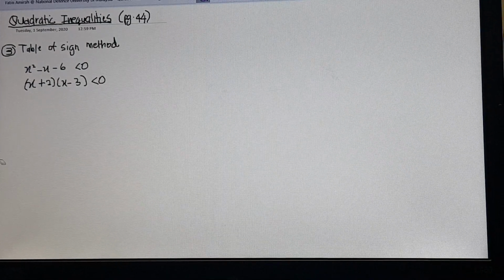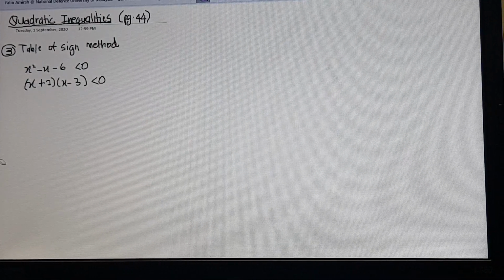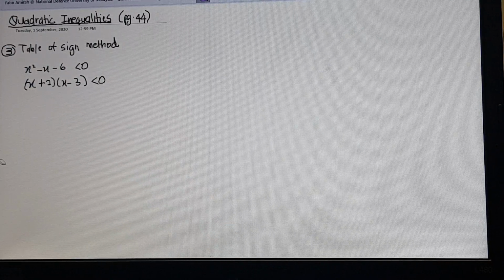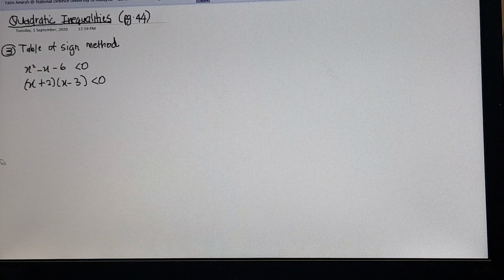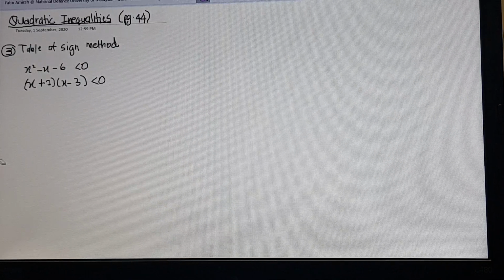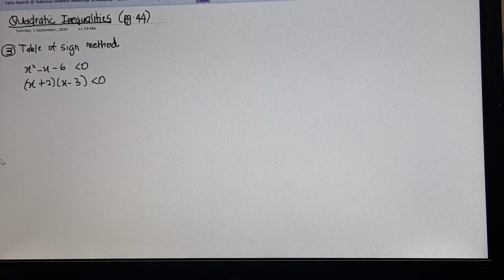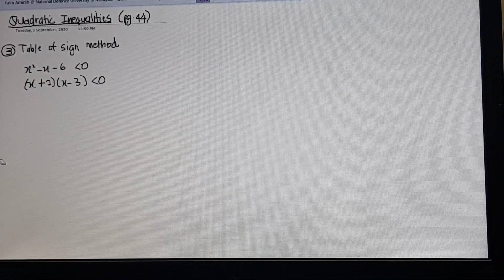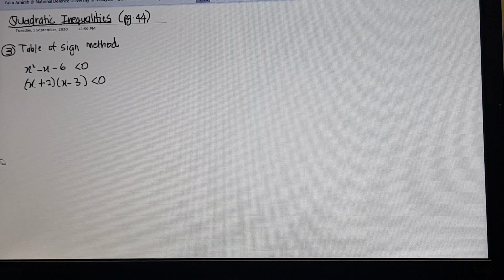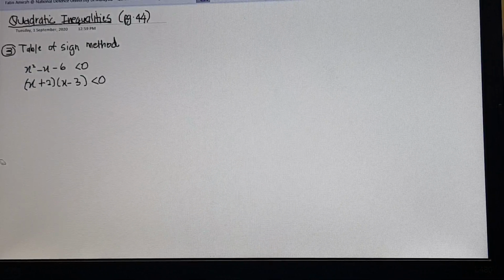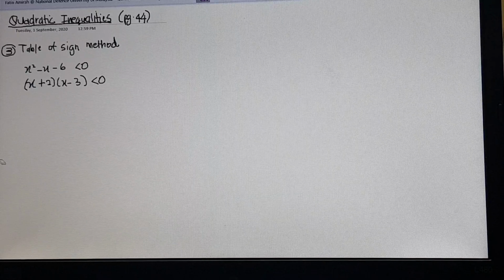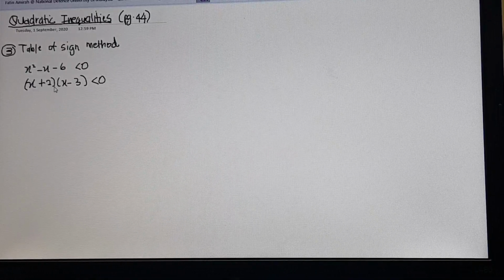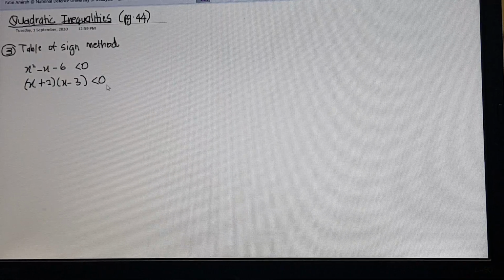Alright class, let us proceed with the last method to solve quadratic inequalities, that is using the table of sign method. As it is named, table of sign means that you have to construct a table other than draw a real number line. So it's actually the same as the real number line method, but now you have to construct a table. Let's take a look at the same example as we did before: x plus 2, x minus 3 less than 0.